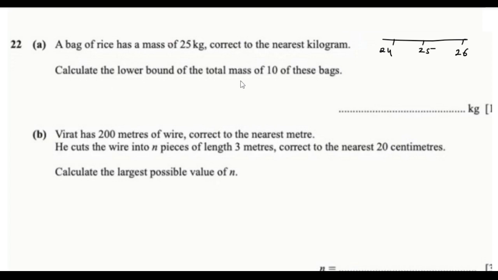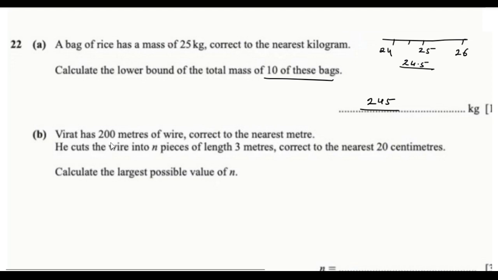So the lower bound of the total mass of 10 of these bags. For one bag my lower bound is going to be 24.5 kilogram, and when I multiply this with 10, it will be 245 kilogram. This is my lower bound, right?